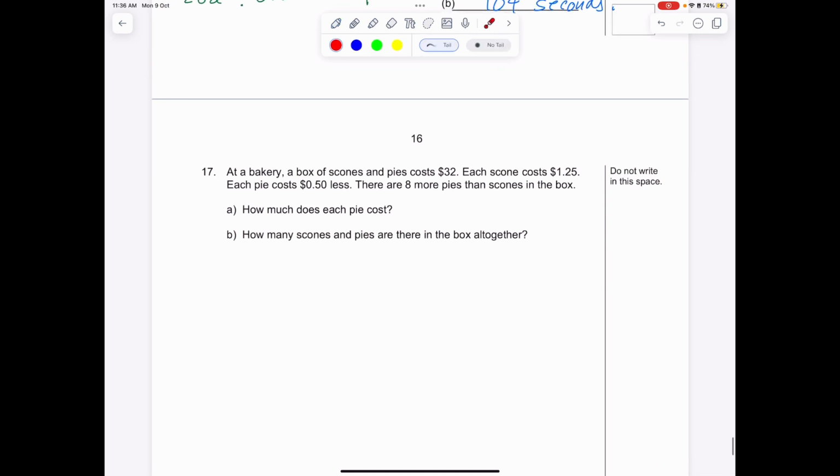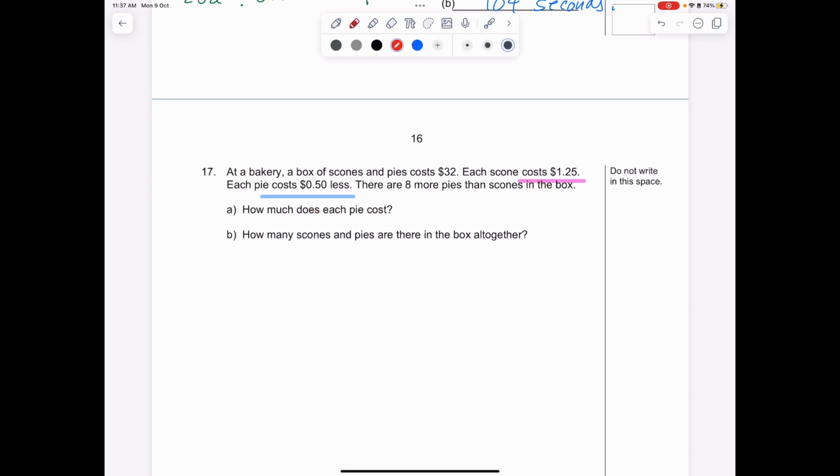At a bakery, a box of scones and pies cost $32. Each scone costs $1.25, and then each pie costs 50 cents less. There are 8 more pies than scones in the box. How much does each pie cost? So it's very simple, isn't it? They told you already, each scone costs this amount. And then they tell you each pie costs 50 cents less than your scone.